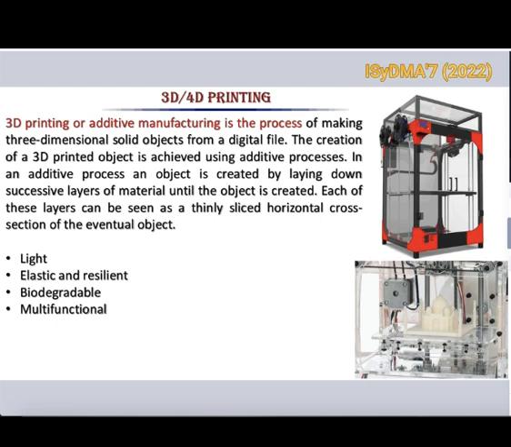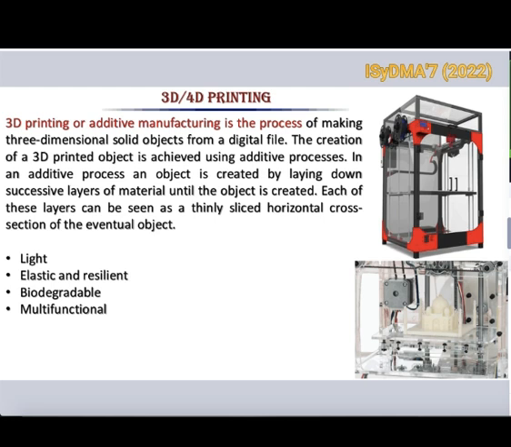Okay, 3D printing setup, which is commonly known also as additive technology or advanced manufacturing technology. This process makes 3D solid objects from a digital file, as all of you know. In an additive process, an object is created by laying down successive layers of material until the object is created. Each of these layers can be seen as a thinly sliced horizontal cross-section of the eventual object. So what we have done is a strategic integration of electrospinning and this process to make different configurations.